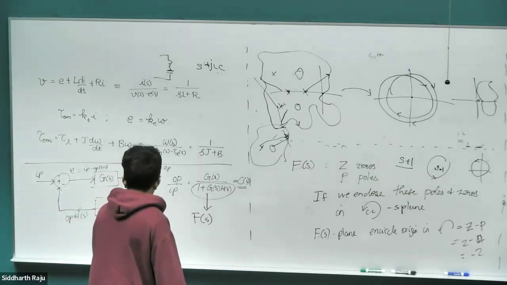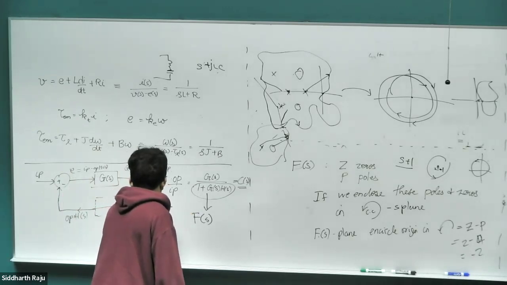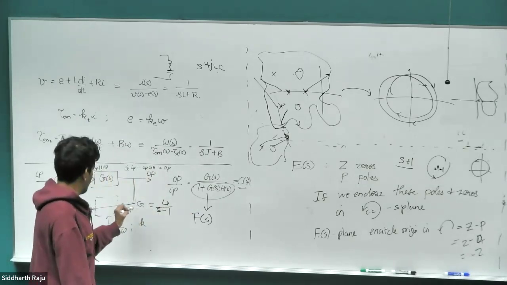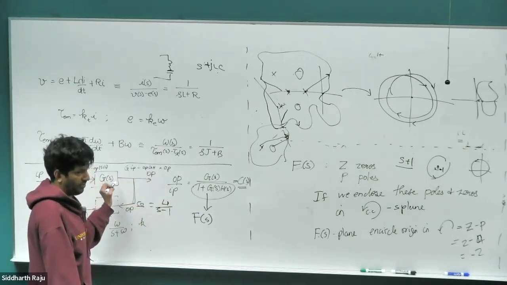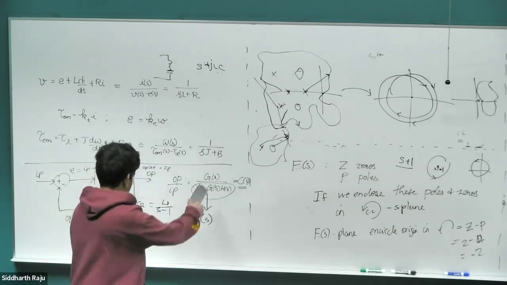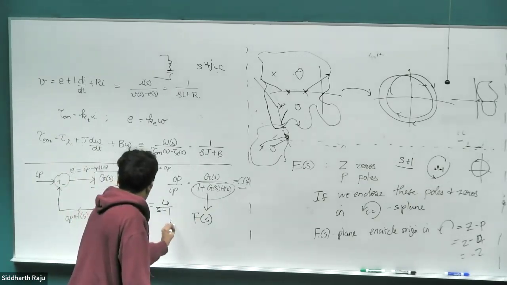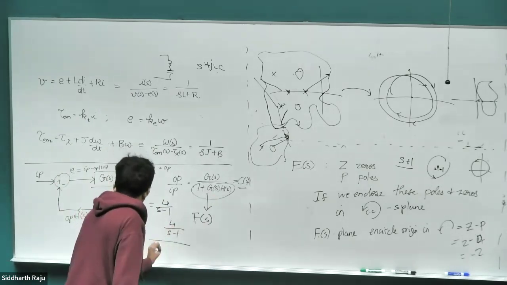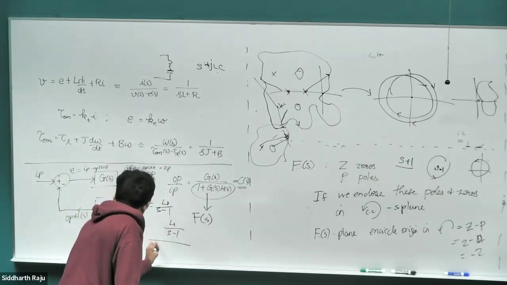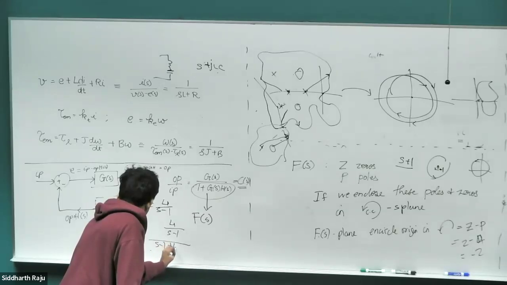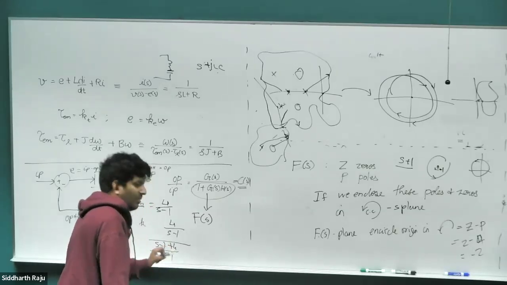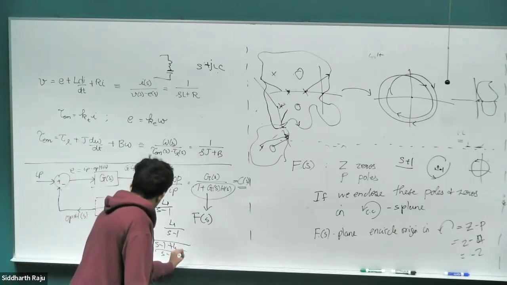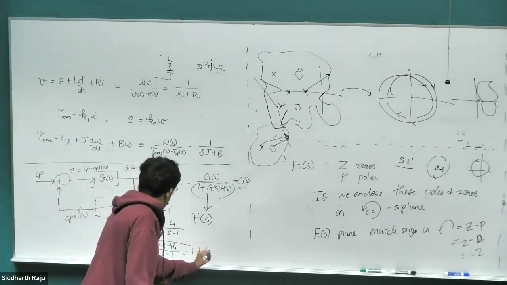When I had this example, it's a little bit confusing. When I had this example, 4 by s minus 1, this is the g of s, the open loop transfer function. When I put it in the closed loop form and substitute into this equation, I would have 4 divided by s minus 1, divided by 1 plus g of s h of s, which should have been s minus 1 plus 4 divided by s minus 1. Because this is 1 plus h of s g of s. This is 1 plus 4 divided by s minus 1.